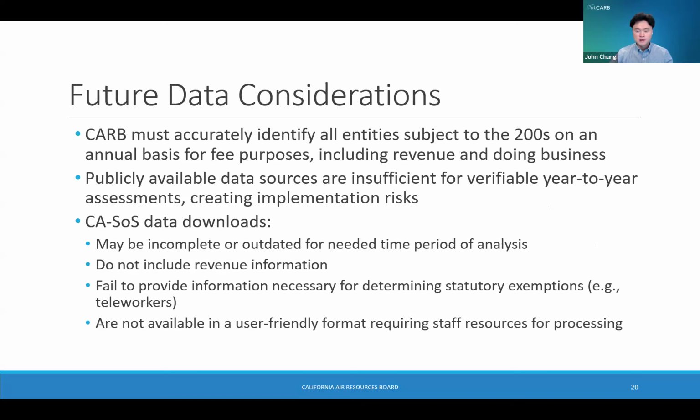CARB must project the number of entities subject to the SBs on an annual basis for fee purposes, including revenue and doing business. As demonstrated, publicly available data sources are insufficient for verifiable year-to-year assessments, creating potential implementation challenges. Staff relied on data from the California Secretary of State for the list of entities registered to do business in California and identified several issues with this data.